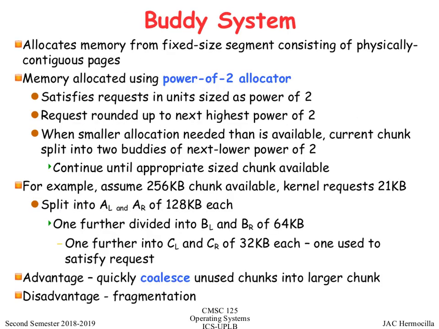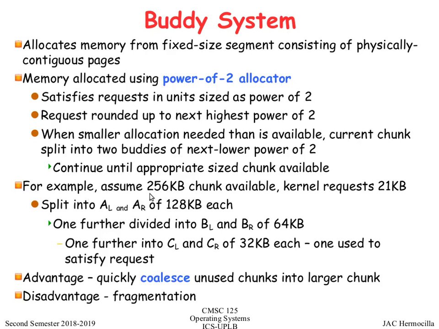Okay? So there are several ways the kernel manages its memory use. The first one is called the buddy system. The buddy system allocates memory from a fixed-size segment consisting of physically contiguous pages. So sabi natin, kailangan minsan ng contiguous pages ng mga data structures na ginagamit ng kernel. So ito yung ginagawa niya. You have what they call the power-of-two allocator. So pag yung isang process nag-request siya, this is an example, no?